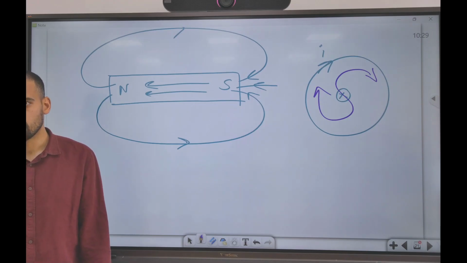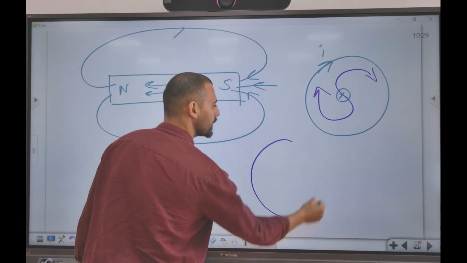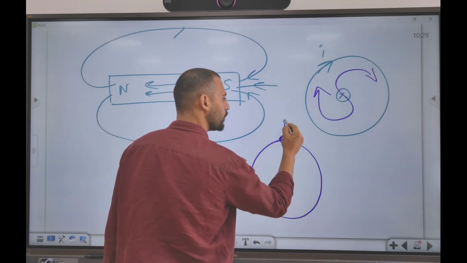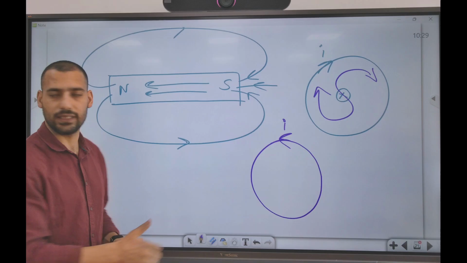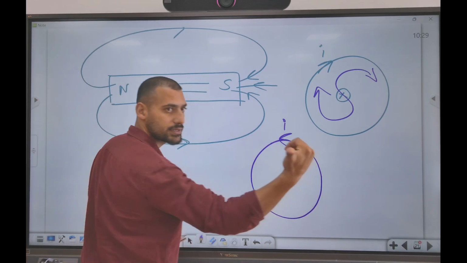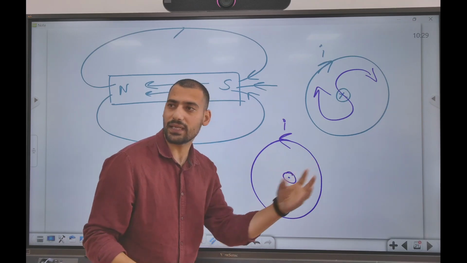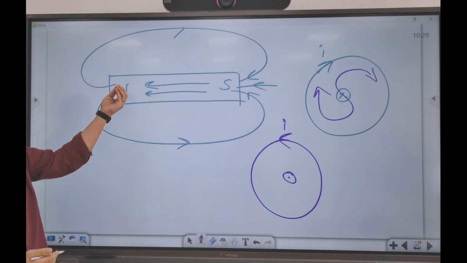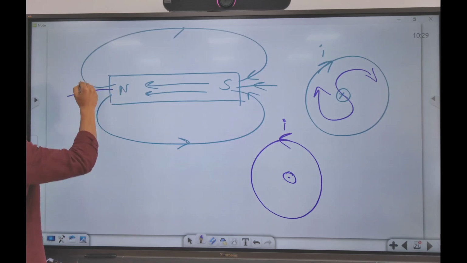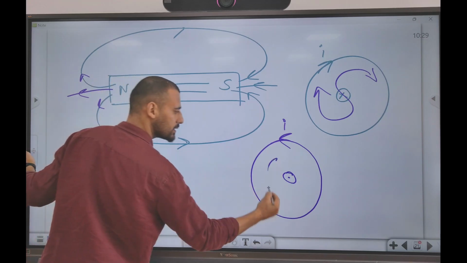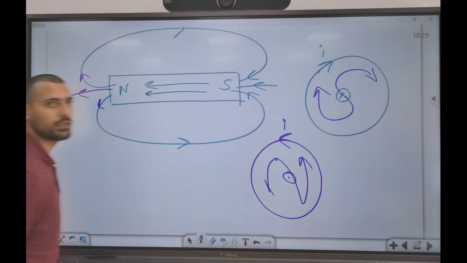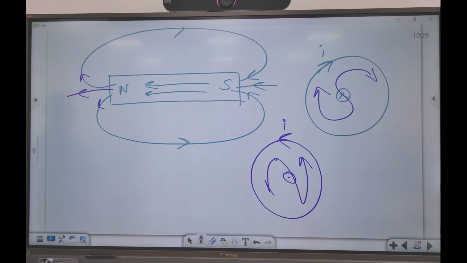Is that fine? Similarly, when your current is flowing in the counterclockwise direction, what is the direction of the magnetic field? It's out. So the magnetic field lines are coming out. The magnetic field lines come out from the north pole. Therefore, this behaves as a north pole. Is that clear?